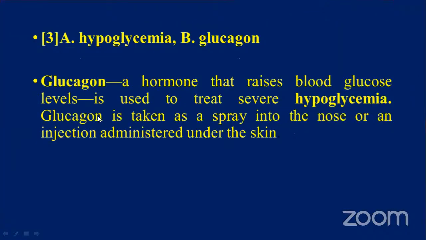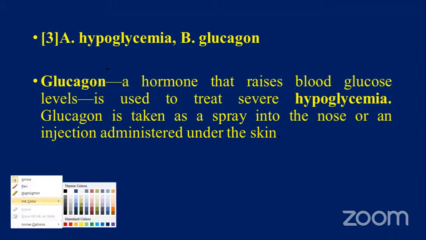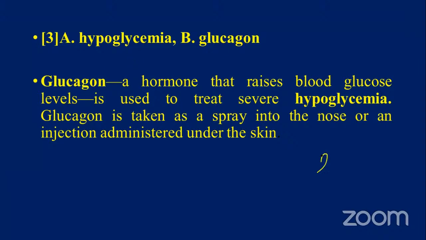Okay, go to the next one. Hypoglycemic glucagon. Glucagon is a hormone that raises blood glucose level. It is used to treat severe hypoglycemia. Glucagon is taken, because hypoglycemia is an autoimmune disease. So at that time, you have to supply glucagon. Glucagon is taken as a spray into the nose or an injection administered under the skin. Okay, this is the injection of glucagon, the hypoglycemic hormone. Okay. Don't forget, my dears. This is very, very important.